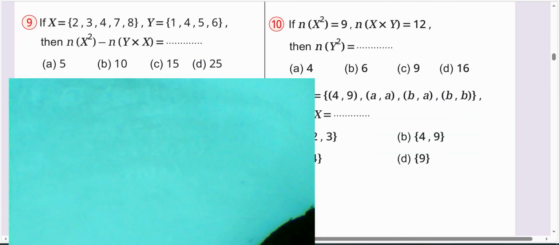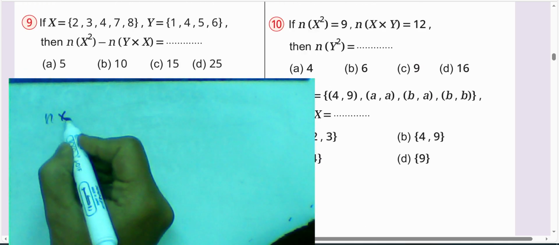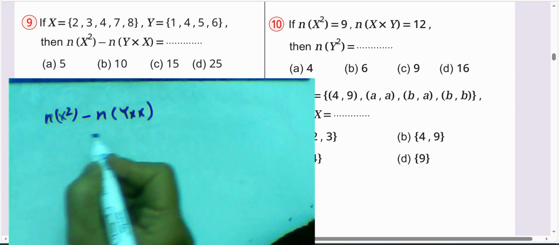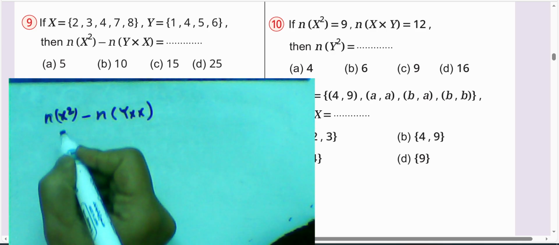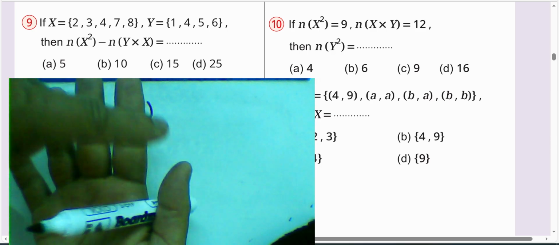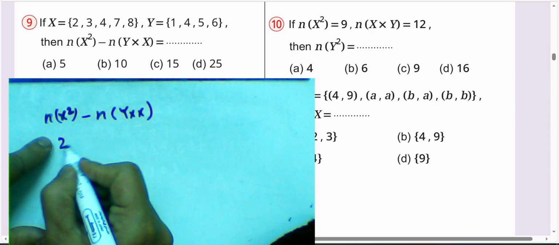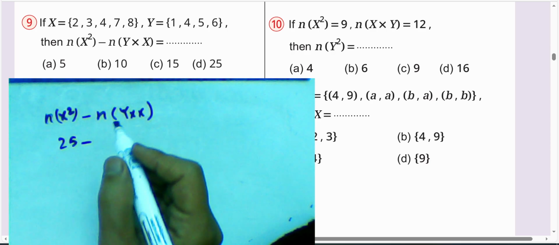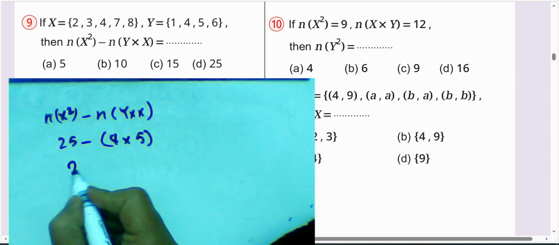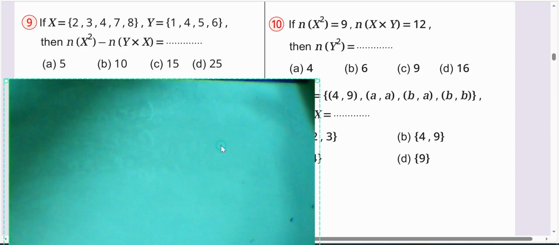Next question. We have x and y. He wants to find the number of elements of x squared minus the number of elements of y Cartesian product by x. Look at here. x has 5 elements: 1, 2, 3, 4, 5. And y: 2, 3, 4, 7, 8. Then x has 5 elements. 5 power 2 will be 25. And the number of y by x: y has 4 elements and x has 5 elements, then 20. Then we have 25 minus 20, it will be 5. The answer will be 5. Choose letter E. Next question, number 10.